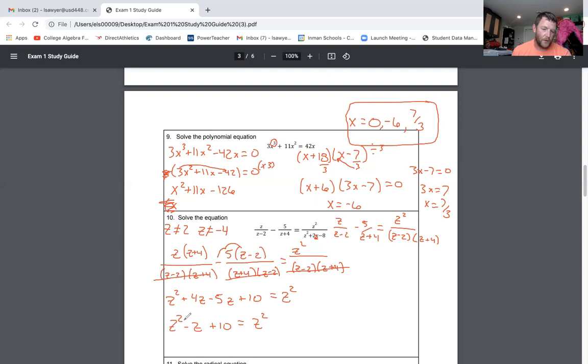Cross off what I can, since z squared is on both sides. I get -z plus 10 is equal to 0. I could just add my z over, and I get z equals 10. And there's my answer. That's how it's going to look on the exam. It's going to work out very similar to that. Make sure you check your answers to make sure z was not 2 and z was not -4.